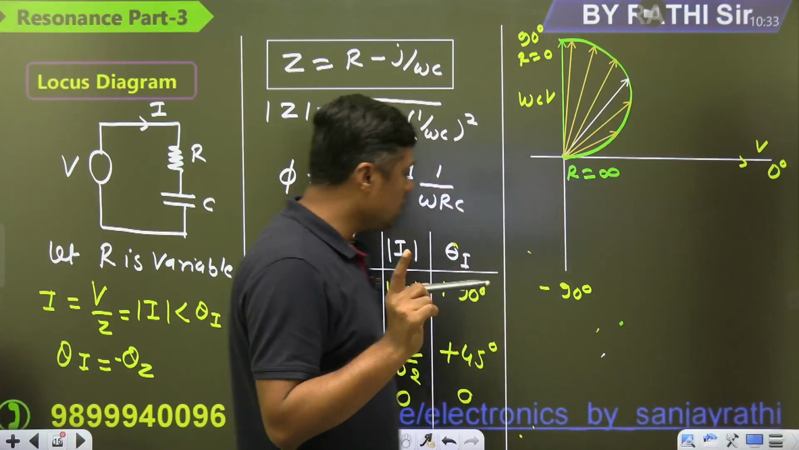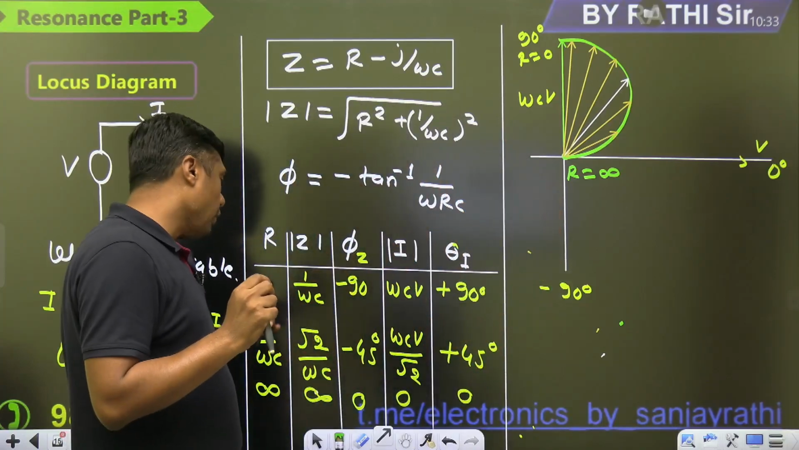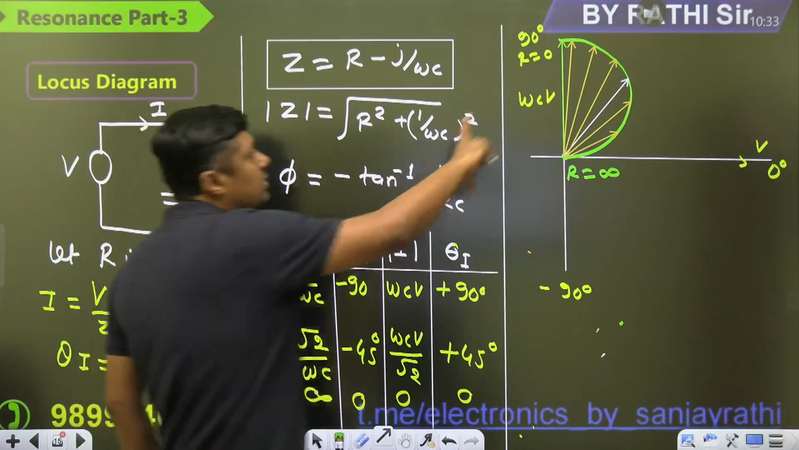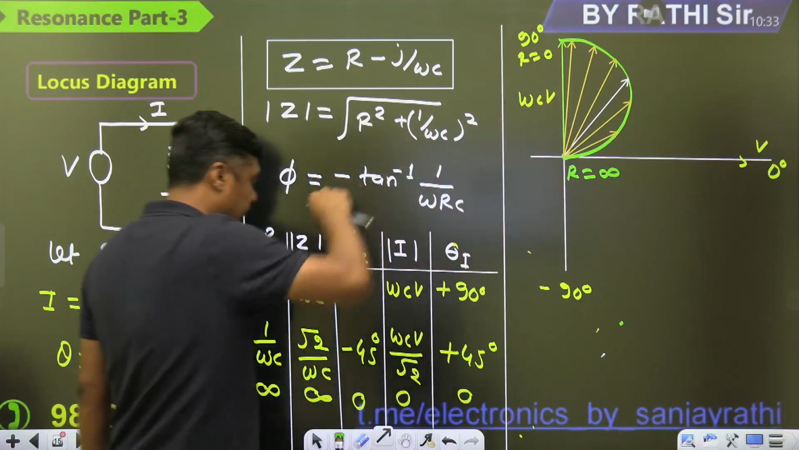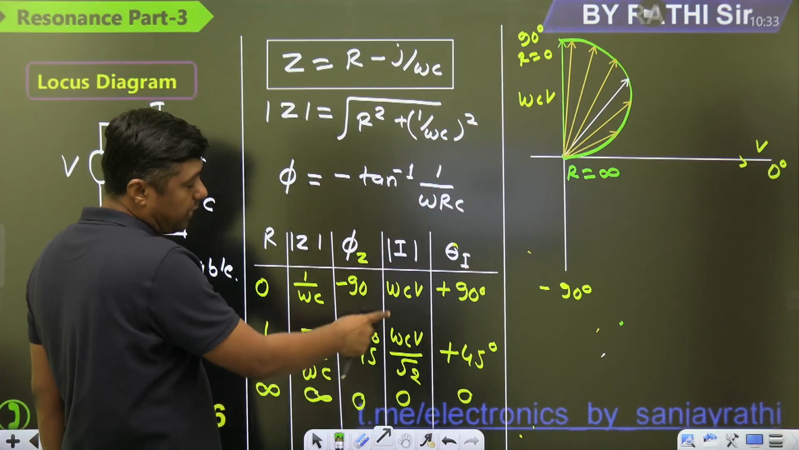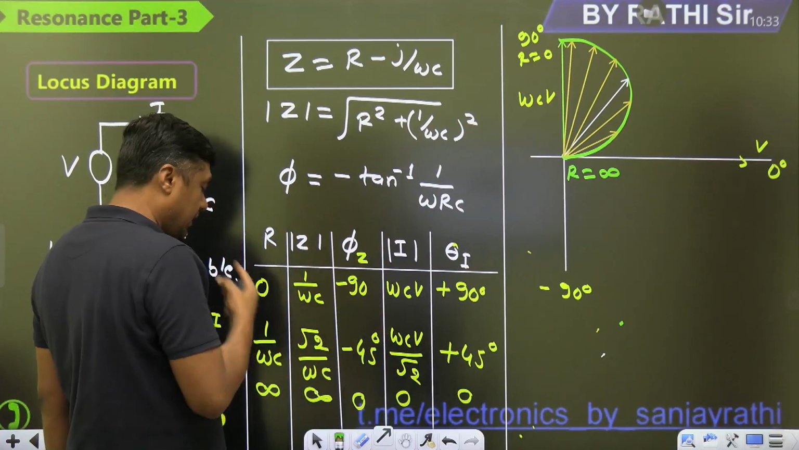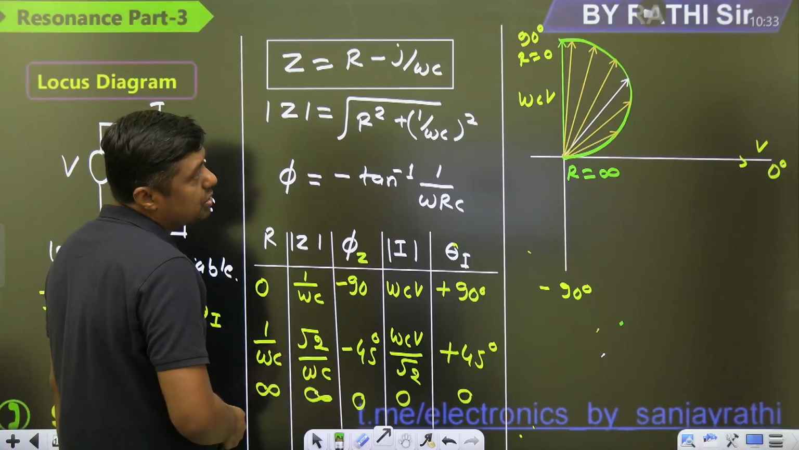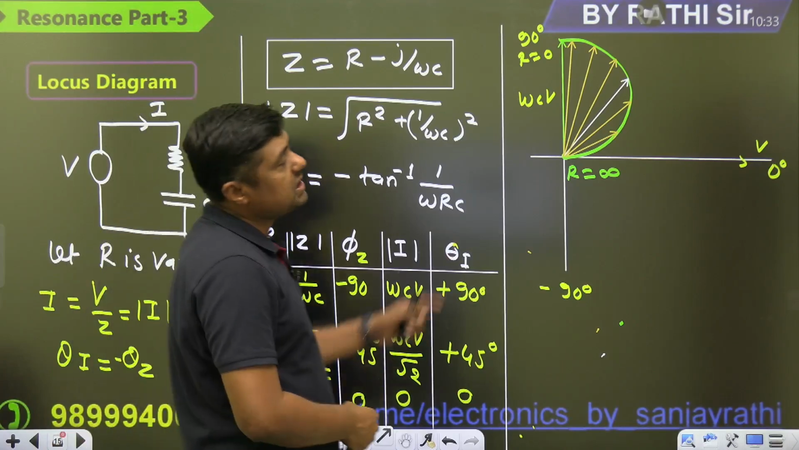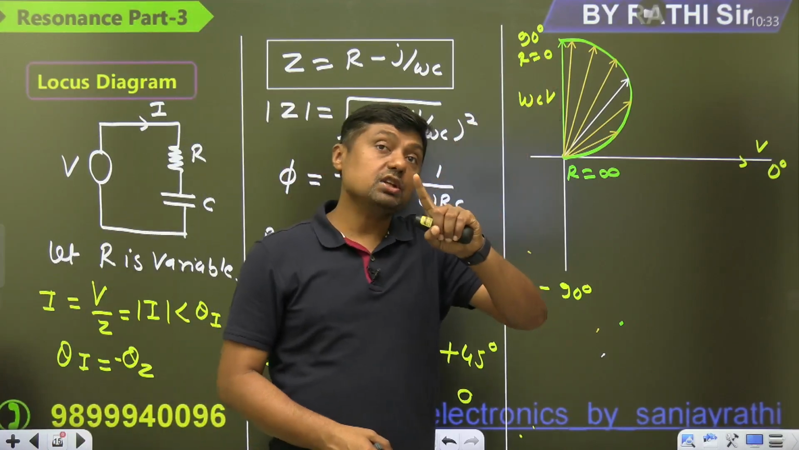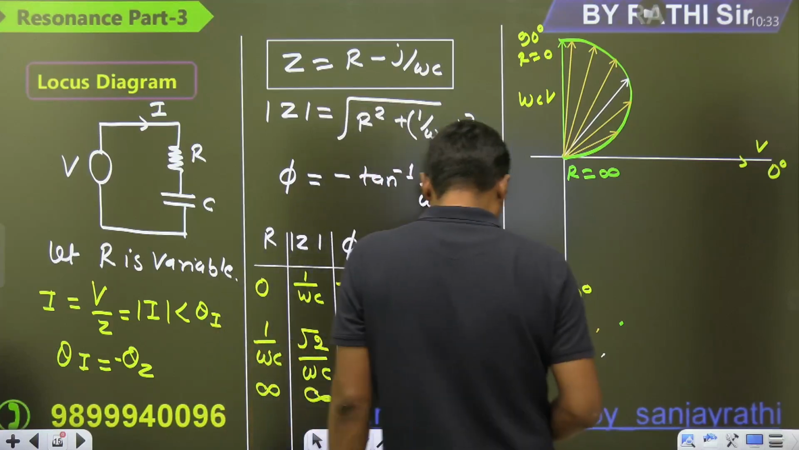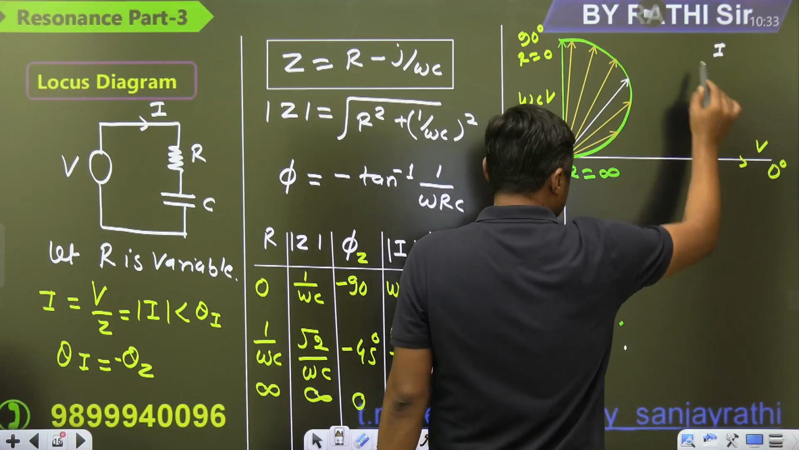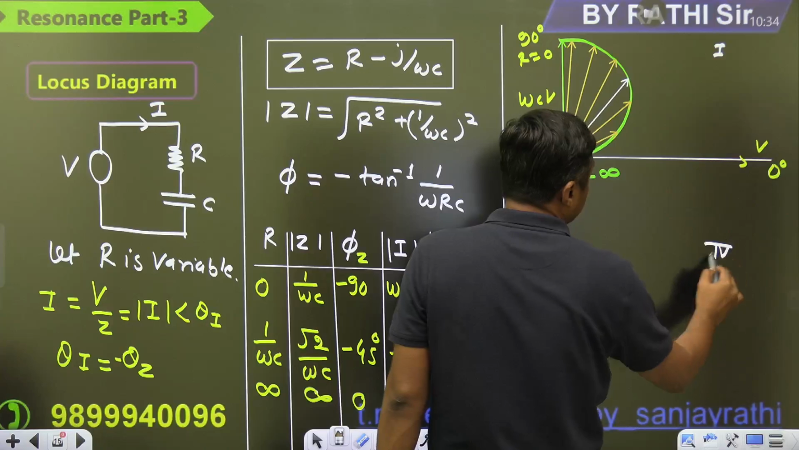We are getting a semicircle where 3 points are important. Exactly at 0, what is the magnitude of the current? Maximum. At 45 degrees, you will get 1 by root 2 of the maximum. And exactly when R is infinite, you will get 0 current. This is the semicircle, and it is in the first quadrant. That is important. This is the first quadrant, and this is the fourth quadrant.